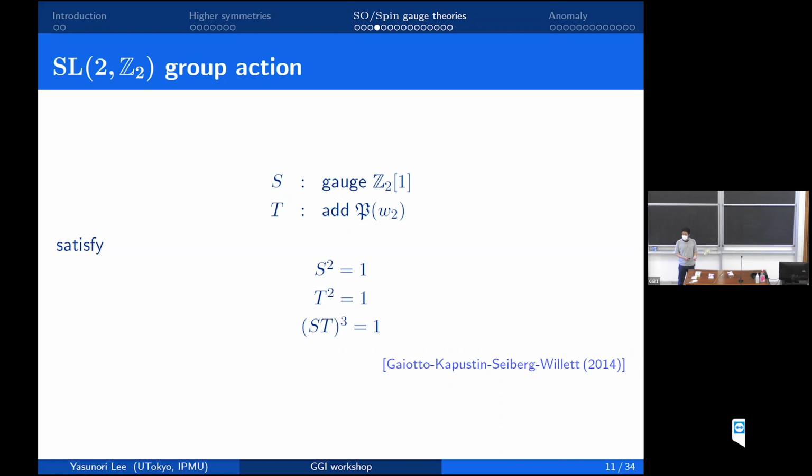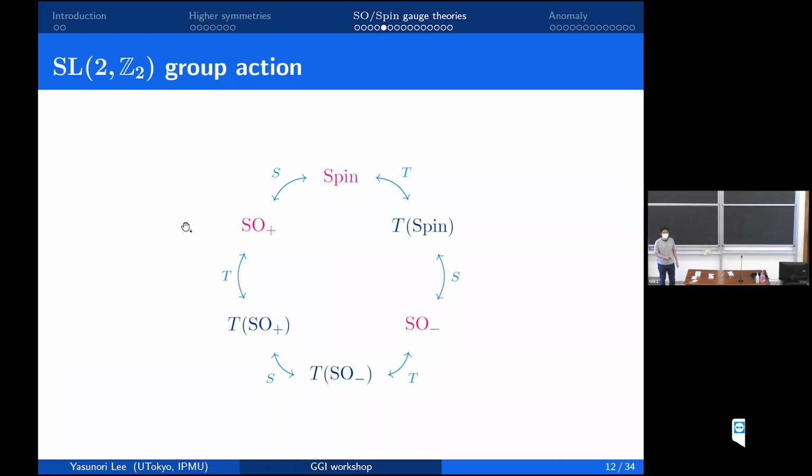Sorry, what group is this? Is it a permutation group of 3 elements? It's SL2Z2. Yes, but does it coincide with the permutation group of 3 elements, or is it different?